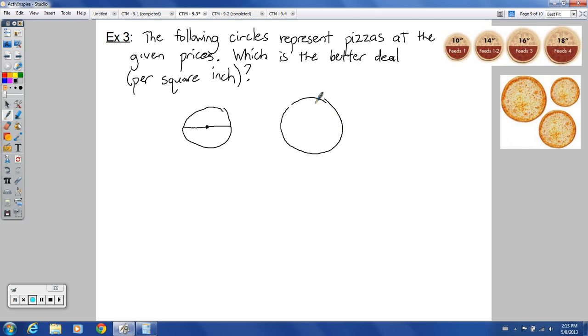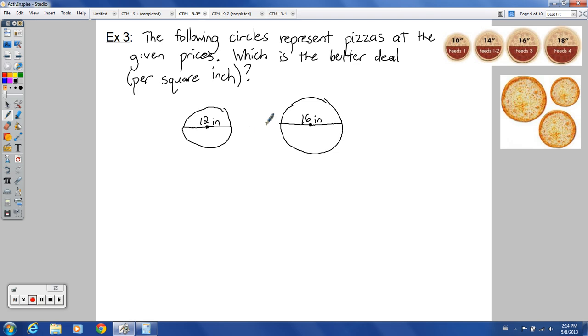This one's going to be a little bit bigger. This one will have a 12-inch diameter. This one will have a 16-inch diameter. When they sell pizzas, that's generally how they do it. They'll say this is a 16-inch pizza. What they mean by that is that it's 16 inches all the way across the diameter, 16 inches.